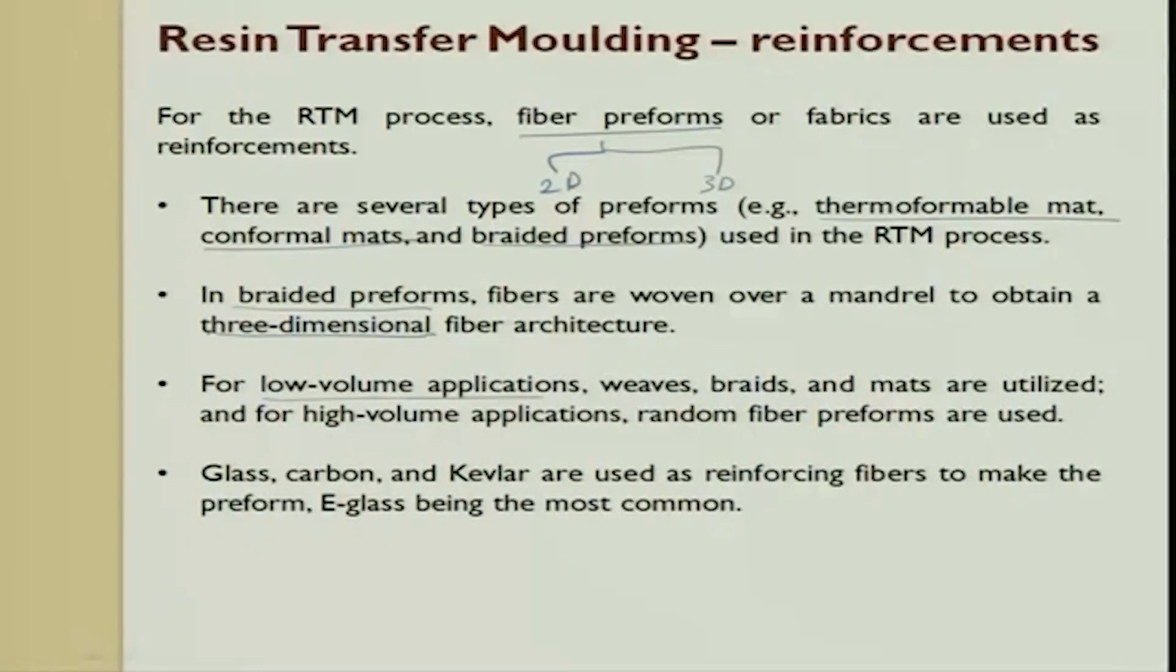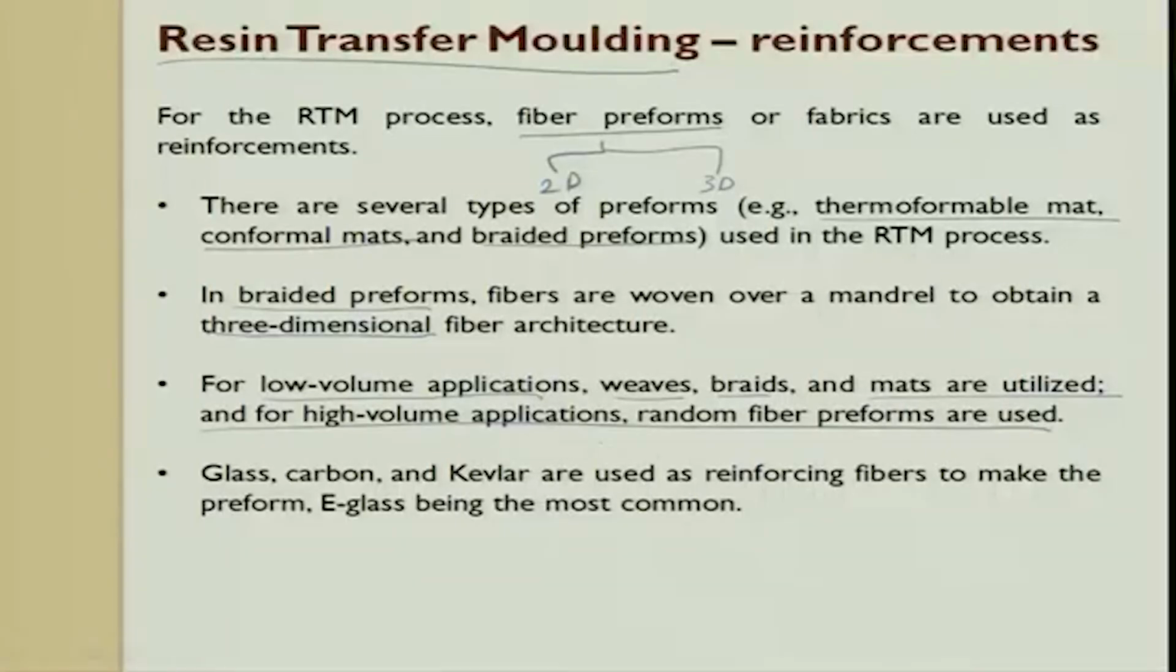For low volume application, weaves, braids and mats are used. For high volume, random fiber orientation is used. I told you an example of spray forming using a spraying process, which is used in amusement parks, dive boats. If you want a very good finish on both sides, we also use RTM, wherein we try to use random fiber orientation. Glass, carbon, Kevlar or a combination of these can be used, and E-glass fiber is the most common one.